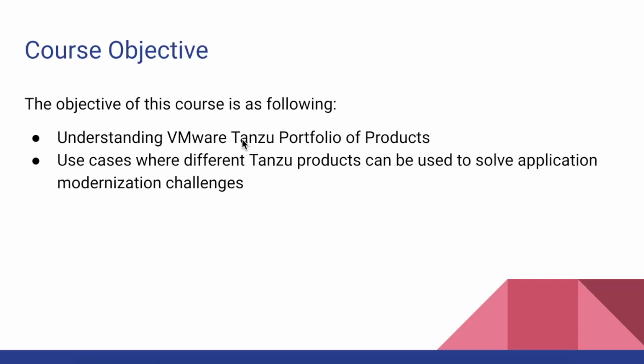So as I said, the objective of this course is basically to just walk you through the different products within the Tanzu portfolio, help you to understand some of the use cases where you can use one product versus another, or how you can use a combination of Tanzu products to achieve a specific requirement for application modernization. And also, the important thing here is it solves the challenges of modernizing existing monolith applications, as well as helping to accelerate the development and deployment of brand new modern applications.